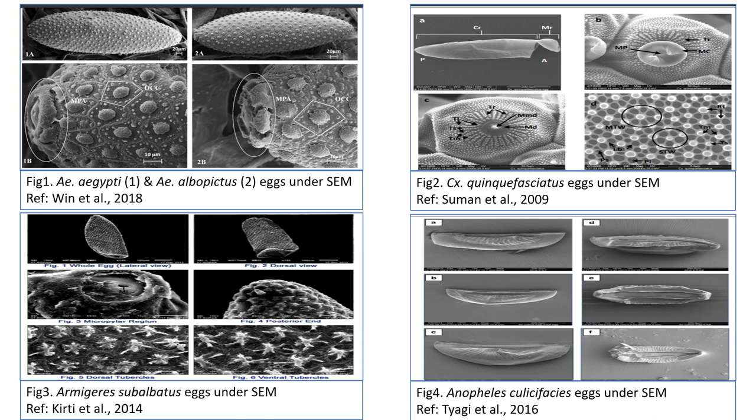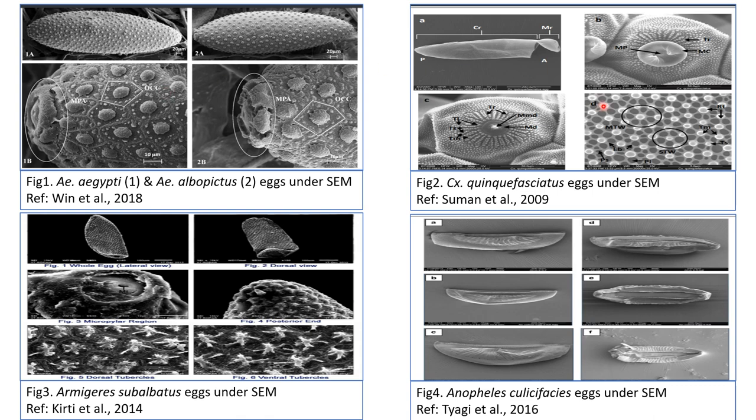Based on the egg morphology and morphometrics, different scientists at different times have been trying to identify genus, species, as well as different strains of a single species of mosquitoes. In figure 1, I am referring to the work of Wynne et al. 2018, where they first attempted, with the aid of scanning electron microscopy, to show differences in egg surface morphology of Aedes aegypti and Aedes albopictus. So in this figure, you can easily observe the unique sculpturing pattern of Aedes mosquito eggs with central tubercle, then minute tubercle, micropylar end, outer chorionic cells, etc.